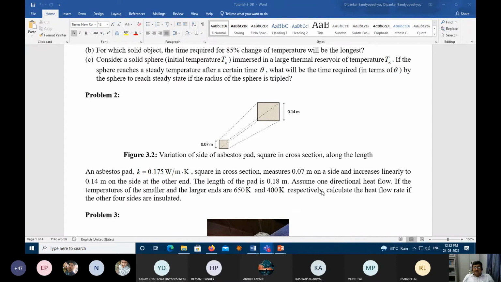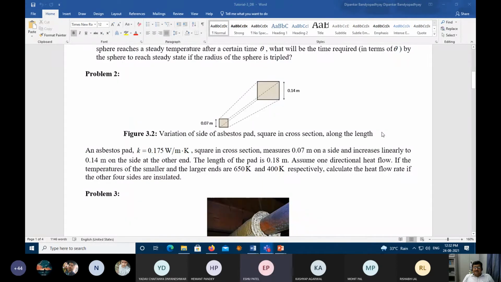Yeah, please go ahead. An asbestos pad with K equal to 0.175 watt per meter per Kelvin, square in cross section, measures 0.07 meter on a side and increases linearly to 0.14 meter on the side at the other end. The length of the pad is 0.18 meter. Assume one directional heat flow. If the temperature of the smaller and the larger ends are 650 Kelvin and 400 Kelvin respectively, calculate the heat flow rate if the other four sides are insulated. Correct. So how do I go about this?